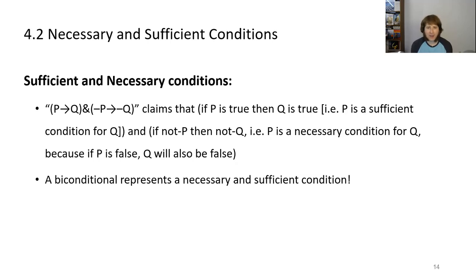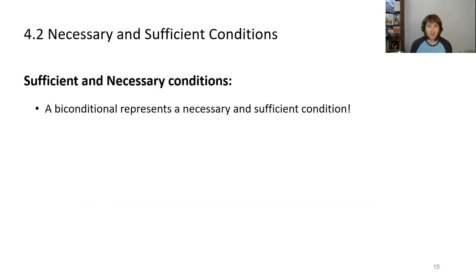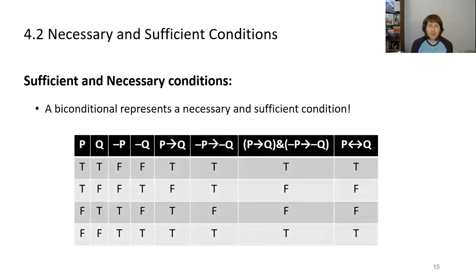That all amounts to a biconditional. A biconditional represents a sufficient and necessary condition together. And I'm going to go ahead and put that up on a truth table. So here again, you might hate me, but take a little bit of time, look over this table and think about what we've just been talking about.